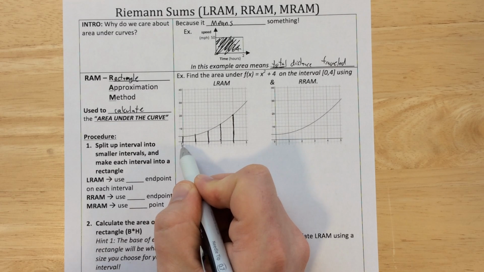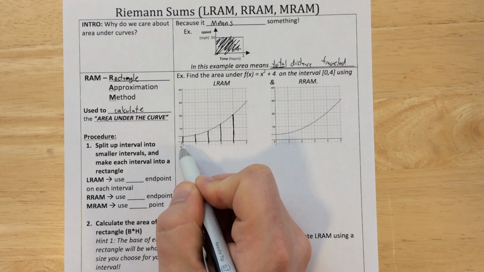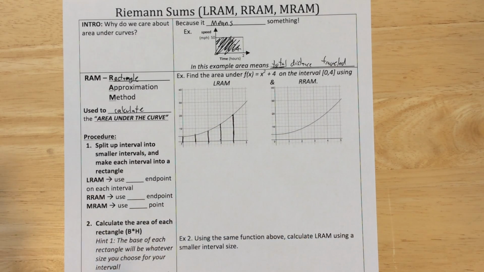Because this interval goes from 0 to 1, I'm going to silence my phone because it keeps dinging on me. There we go. Sorry about that.